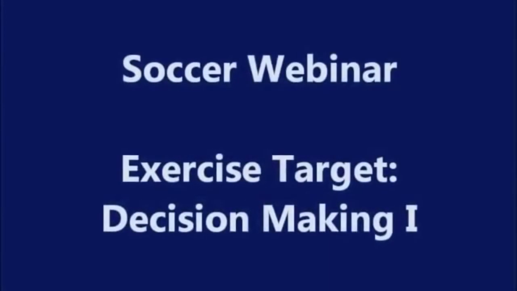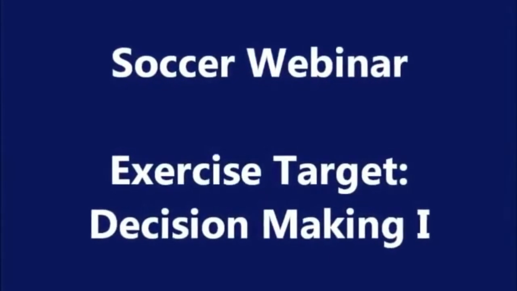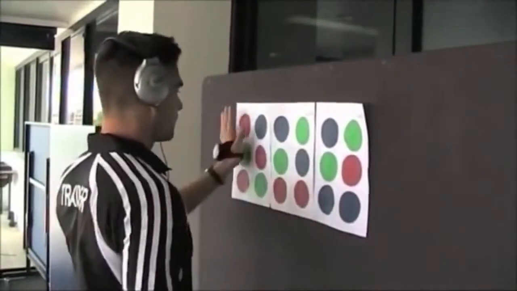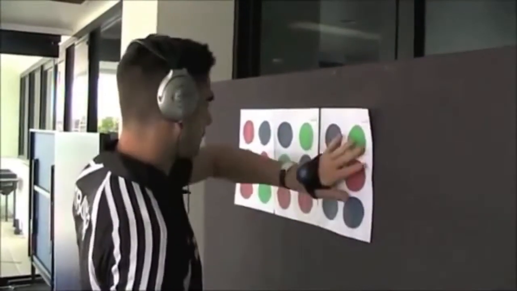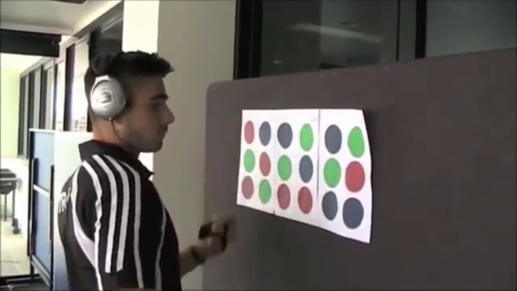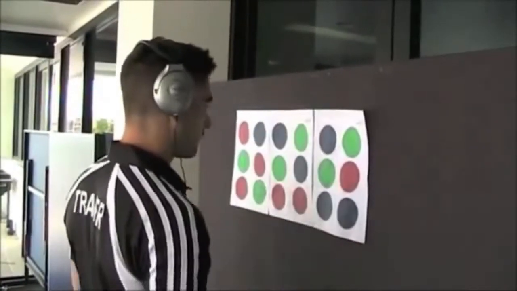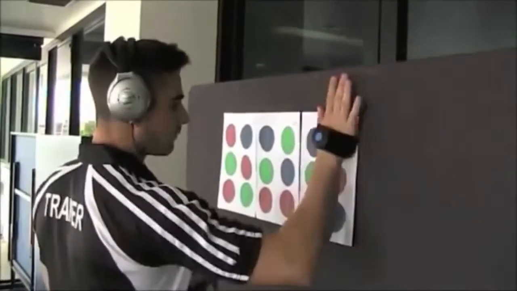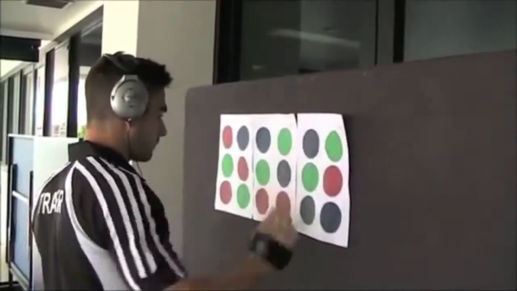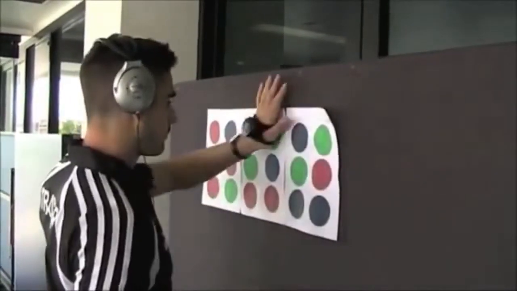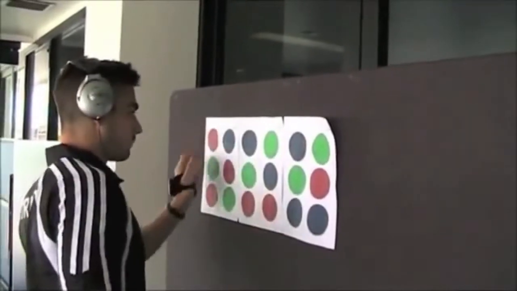This exercise is training the decision-making and cue selection for soccer players. There are coloured circles on the ball, and players are required to hand clap or hand hit selected colours. Variations can be sticking from one colour. Blue.